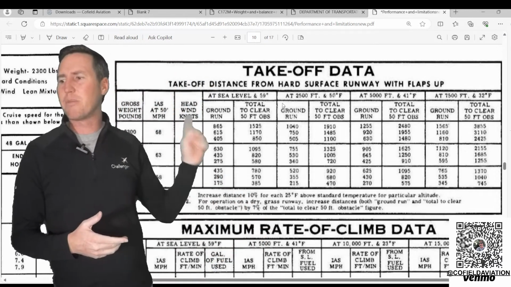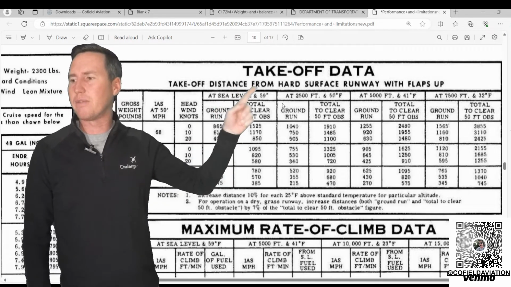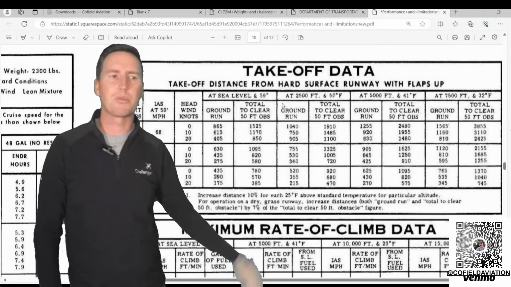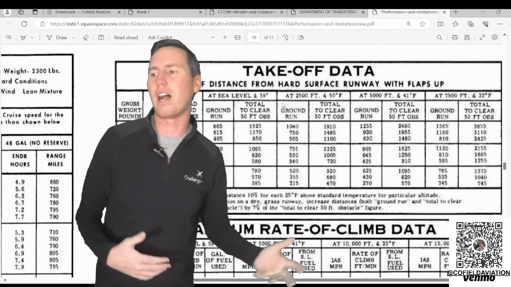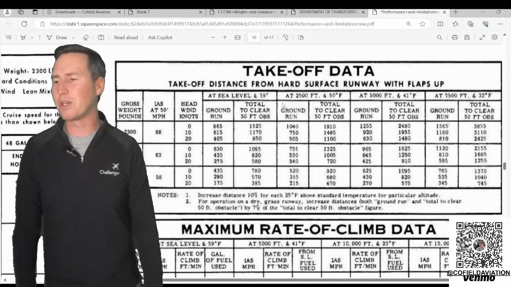Now, again, these Mach models, man, 1975, everything's in degrees, it's in miles per hour, and then literally they all changed it to now everything's in Celsius and knots and stuff. So just go with what you have.